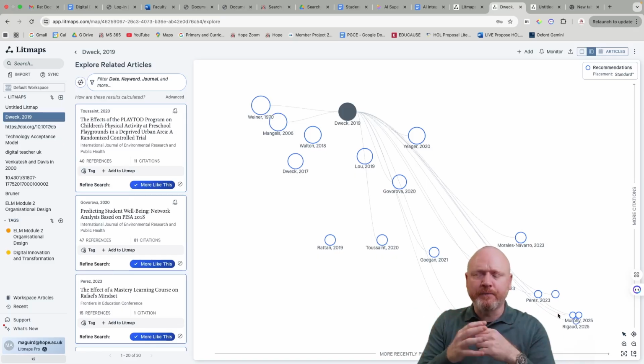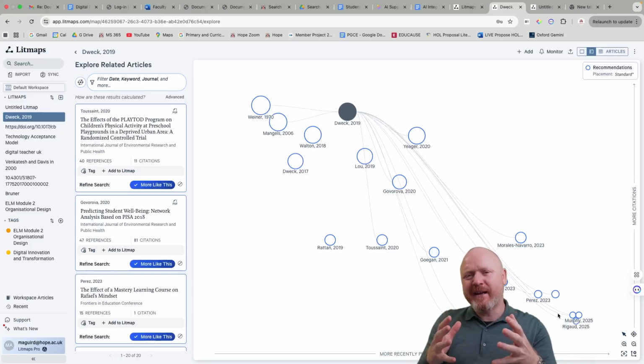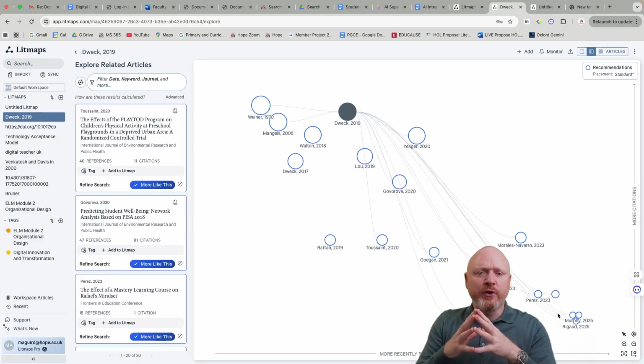Why is that useful? It's incredibly useful because when you are putting your assignments together, we ask you to do two things. The first thing we ask you to do is critically evaluate research.